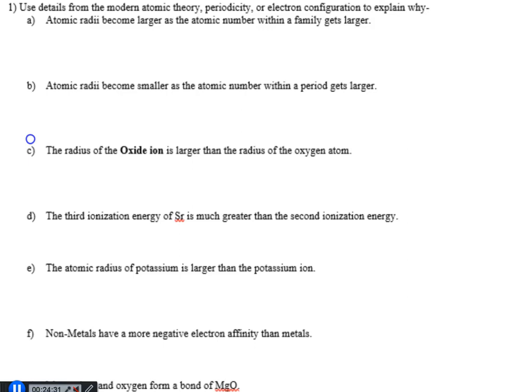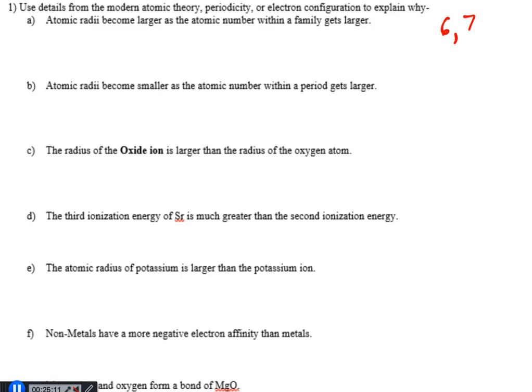Like I've changed "larger" for the word "smaller" or something, or I've changed the atom that I've talked about. But this is the format you will get for Chapter 7. Chapter 6 is completely different, but this is for Chapter 7. It says use details from the modern atomic theory, periodicity. Periodicity is just the trends we've been talking about. It's how things change in a period on the periodic table. Okay? Or electron configuration to explain why. So if electron configuration and atomic theory are in here, there is some Chapter 6 and 7 accounted for here.